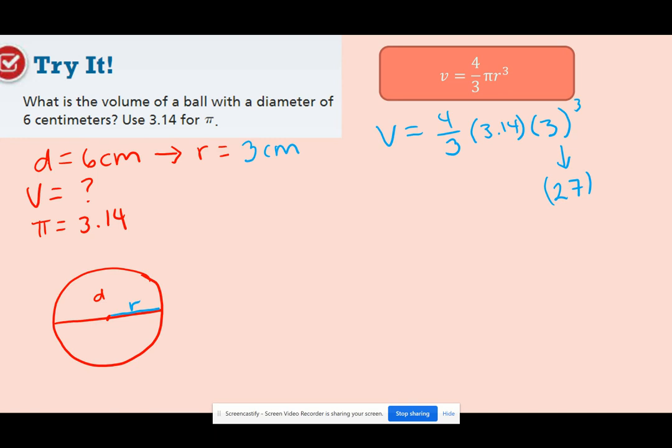Then we're going to bring down our 4/3 and our 3.14, and we can multiply all of these together. Again, you can do it in 2 pieces: multiply the 2 numbers on the right and then take care of the 4/3, or you can put all 3 of these in parentheses and type them all in at one time. Once you do that, you get the volume equals 113.04 centimeters cubed.